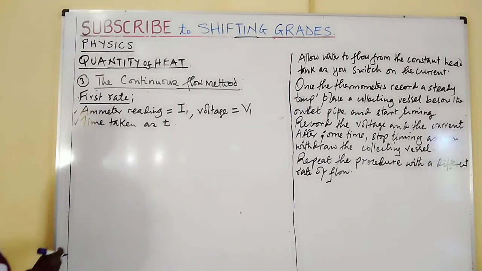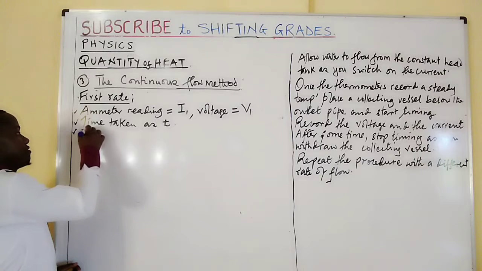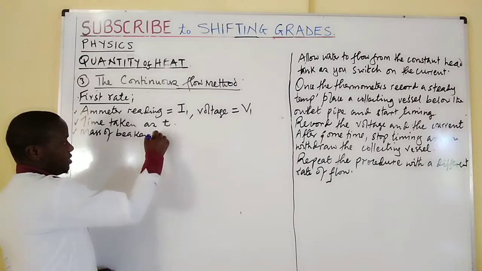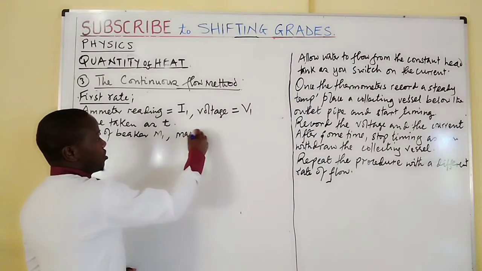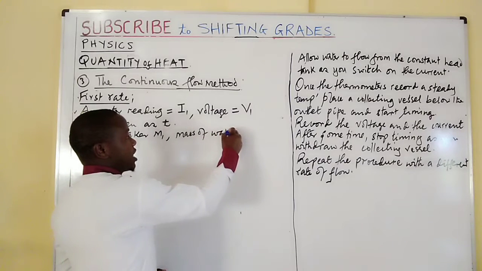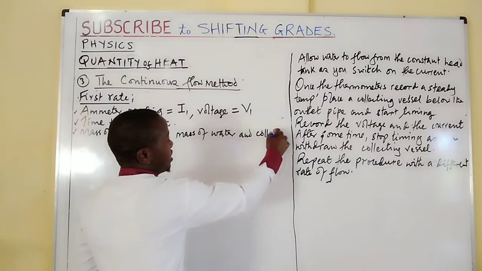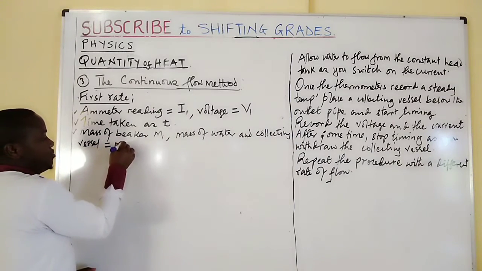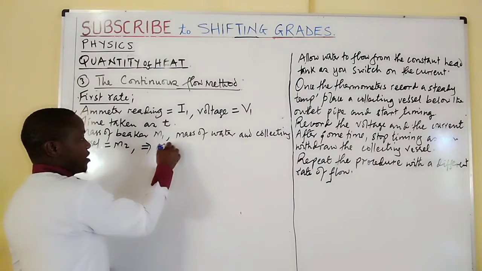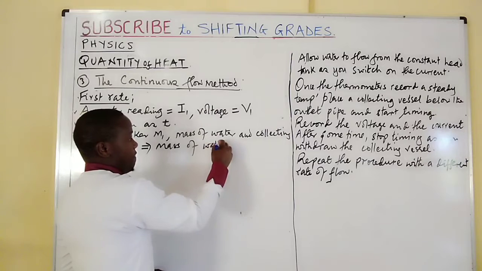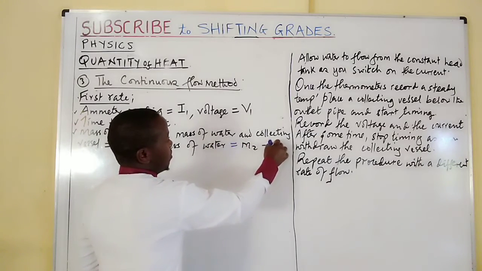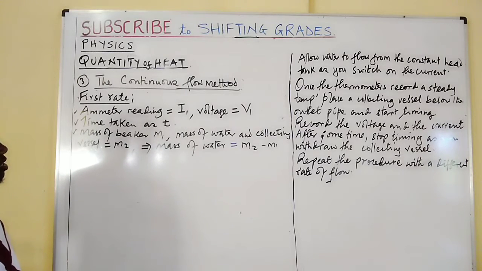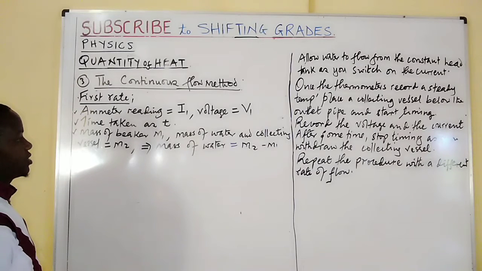Then here, we can have the mass of the beaker, the collecting vessel, as M1, and the mass of water and the collecting vessel together as M2. This implies that the mass of the water alone is measured when you subtract the two masses. You get the mass of the water in this case.